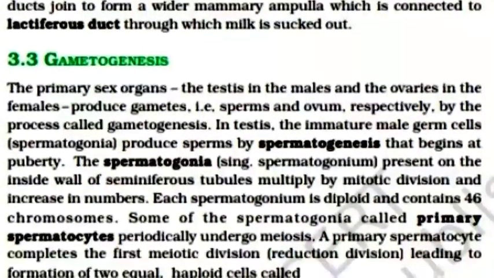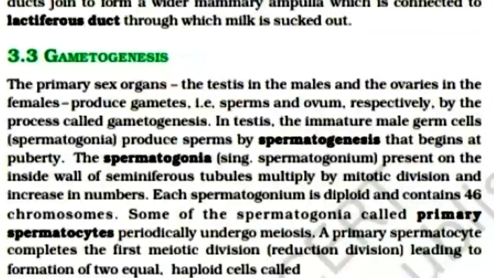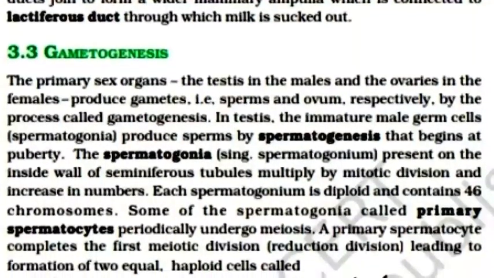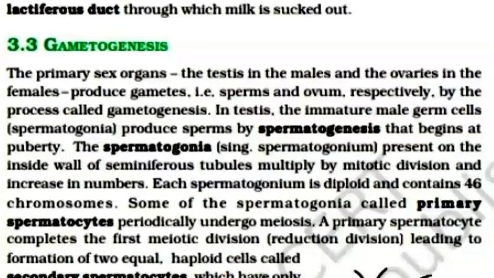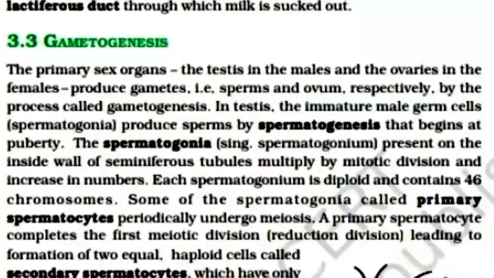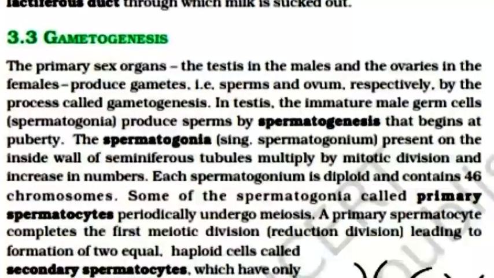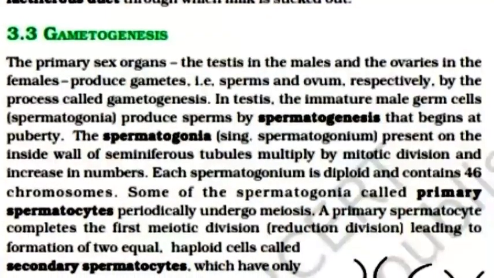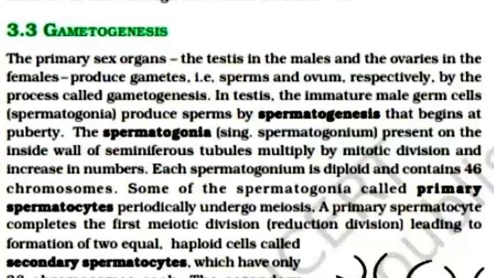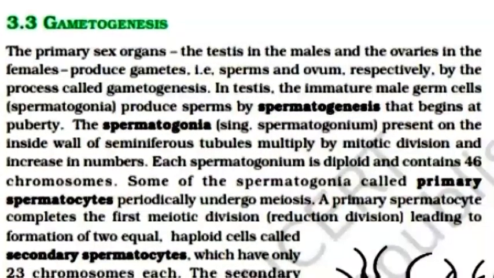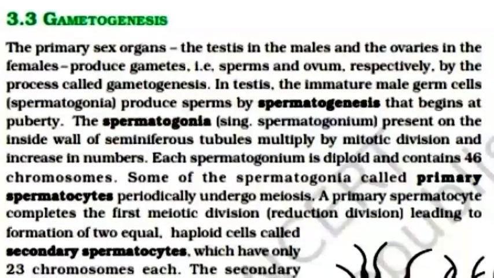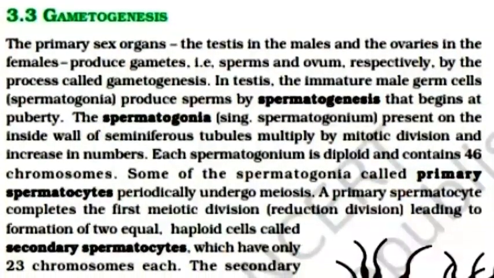The spermatogonia, single spermatogonium, present on the inside wall of the seminiferous tubule, multiply by mitotic division and increase in number. Each spermatogonium is diploid and contains 46 chromosomes. Some of the spermatogonia, called primary spermatocytes, periodically undergo meiosis.